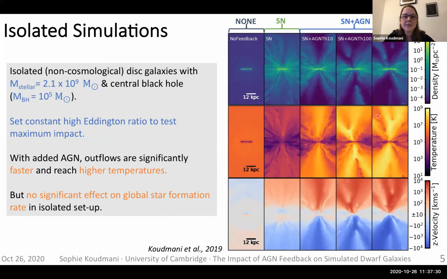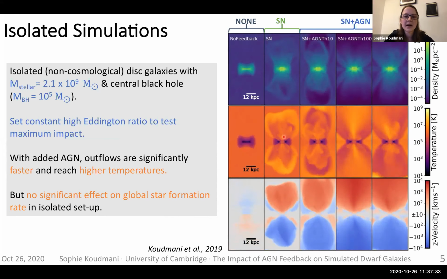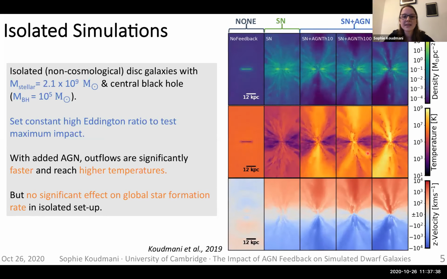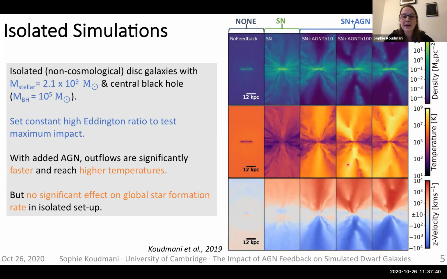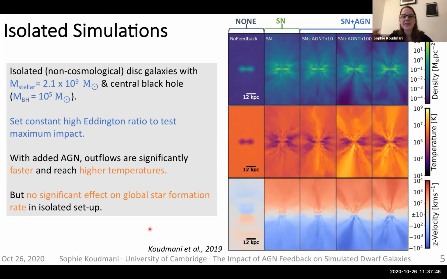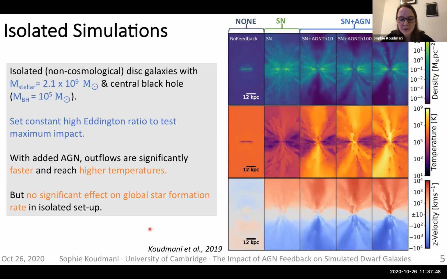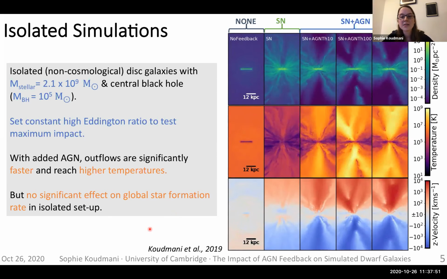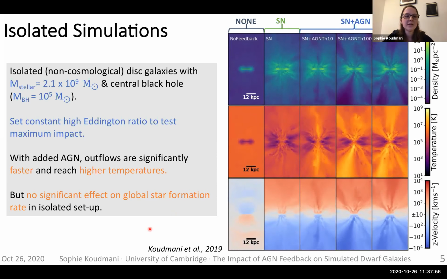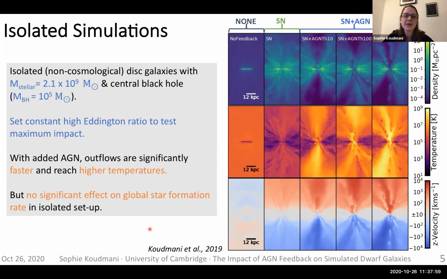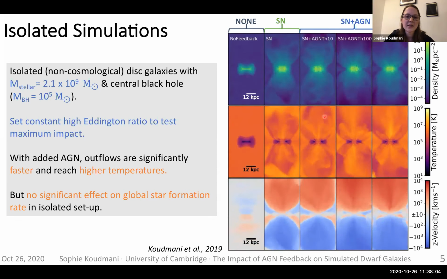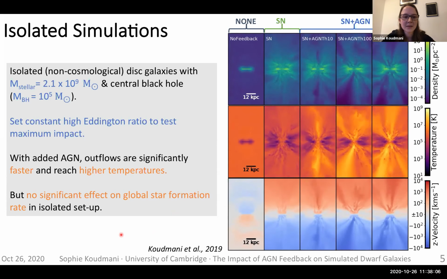And what we can immediately see when we compare the supernova plus AGN runs to the supernova only runs is that for all of these variants, the outflows with AGN feedback are much hotter, and they're also significantly faster. However, despite this clear impact on the outflows, what we actually found is that there is no effect on the star formation rates by the AGN. So the supernova feedback already does a pretty good job at regulating star formation, and when you add AGN feedback on top, not much changes because most of the AGN energy also just escapes perpendicular to the disk.